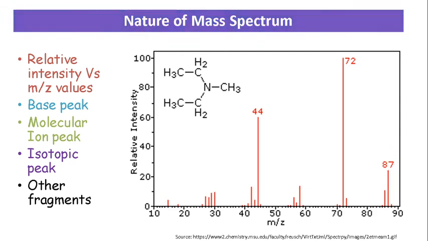Now you can see here there is one small peak having intensity of at least 1%. This peak is called the isotopic peak, and it is observed due to the presence of the carbon-13 isotope. We know that carbon has two isotopes, C12 and C13. So this peak is due to the presence of 13C. So this is called the isotopic peak, and all these others are other fragments of this particular compound.